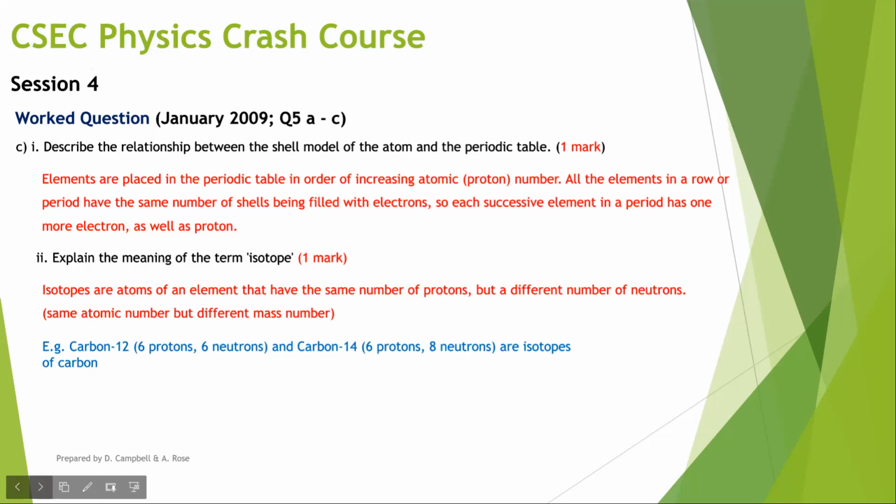Another example is carbon 12 and carbon 14. Carbon 12 has 6 neutrons and 6 protons, whereas carbon 14 has 8 neutrons and 6 protons. So you realize it's the same element. The bottom number, the proton number, would be the same, but the mass number is different because there are different numbers of neutrons.